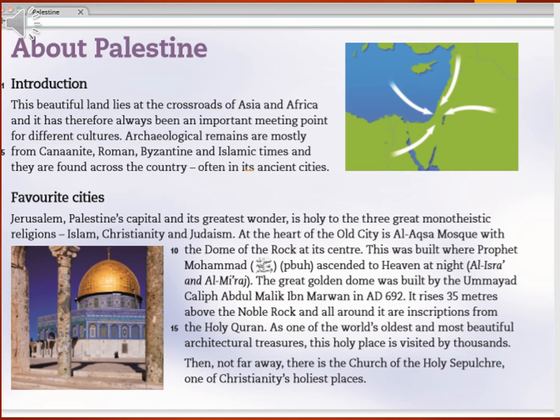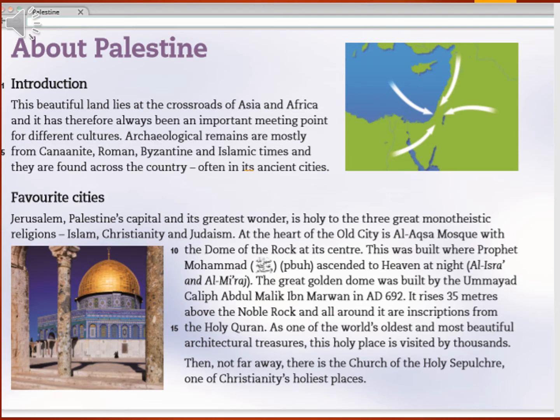As one of the world's oldest and most beautiful architectural treasures, this holy place is visited by thousands. Then, not far away, there is the Church of the Holy Sepulchre, one of Christianity's holiest places. There are many other cities to see, including Bethlehem. There, the Church of the Nativity stands over the cave where Jesus was born.